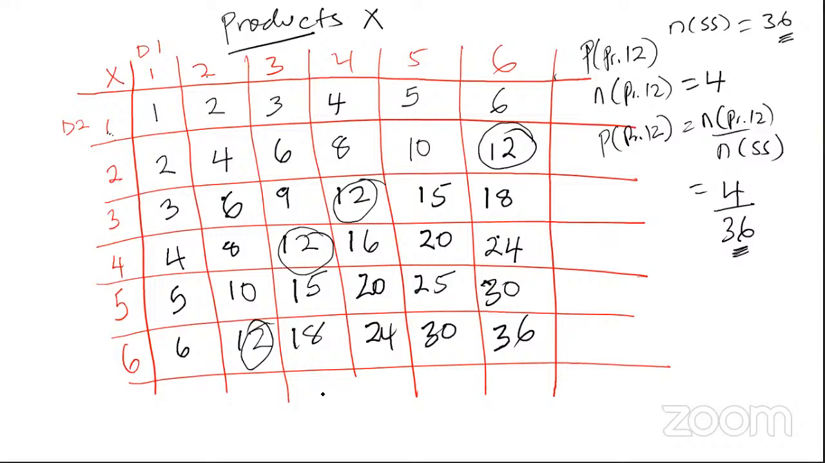How about when you're asked to find the probability of a product of 14? So look through your products here. Do you see 14? No, meaning it is 0 out of 36, because in your sample space you do not see anything like 14. You can just write 0, meaning the probability is not there. It is impossible to get a product of 14, because in all the multiplications there is no way you can get 14 anywhere.